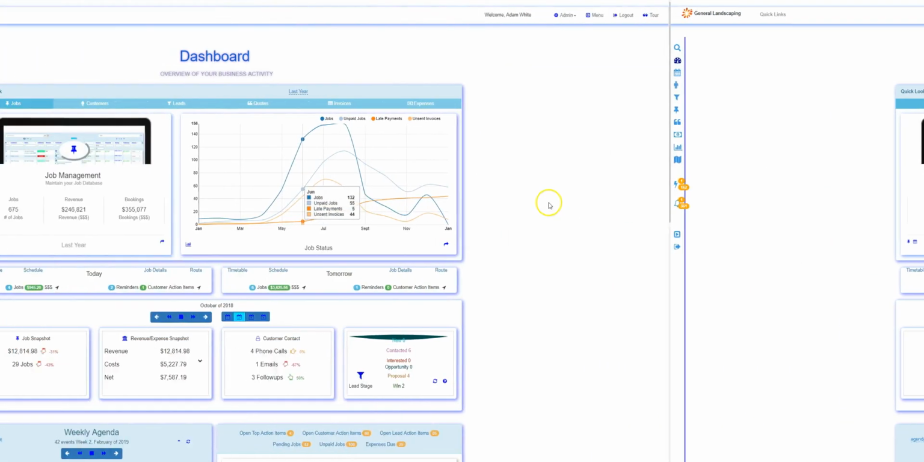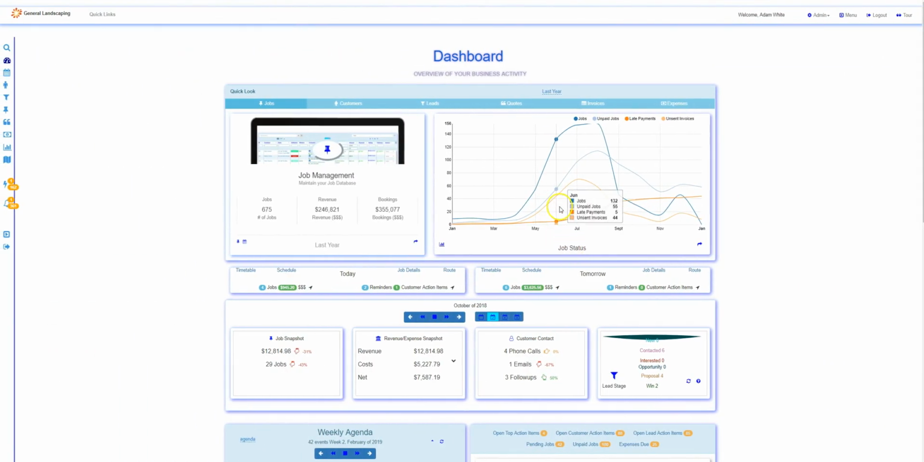So in the charting section, we have a graph here that shows job status. So this is a month-by-month accounting of the number of jobs that were done and how many are unpaid, how many have late payments, and how many have unsent invoices. If we flip it, we get another chart. And this is a graph of revenues over time. So it shows the amount billed, the amount paid, and the profit.